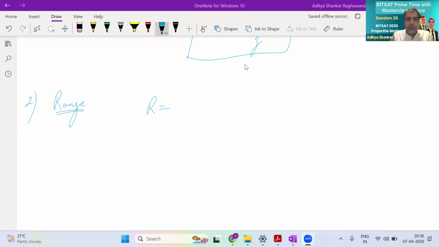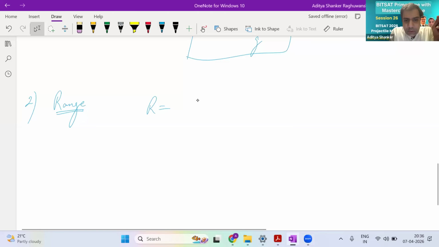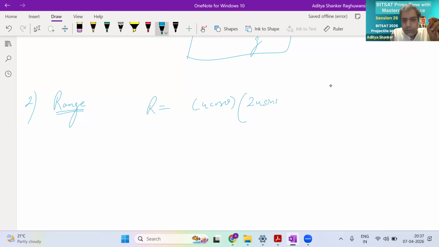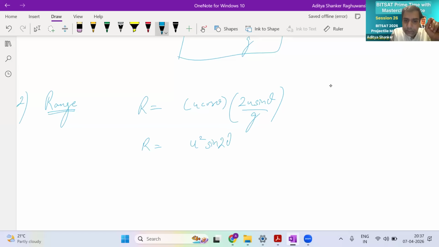Horizontal distance is going to be simple. What you are going to do? You will take the horizontal velocity component, which is u cos theta, into time of flight, which we have just calculated, and the time of flight is 2u sine theta by g. So r comes out to be what? It comes out to be what, guys? U square 2 sine theta cos theta, and 2 sine theta cos theta is sine 2 theta by g. So here we got formula of range also.